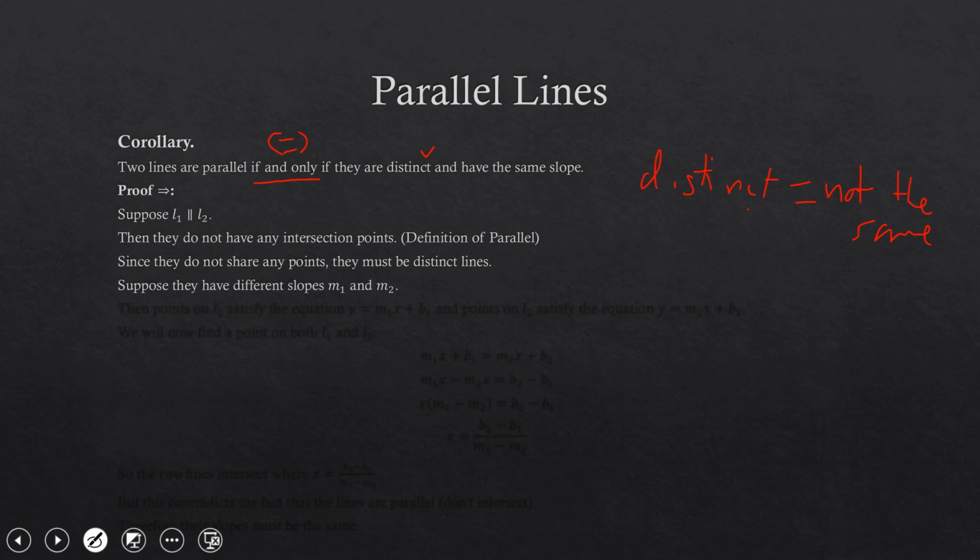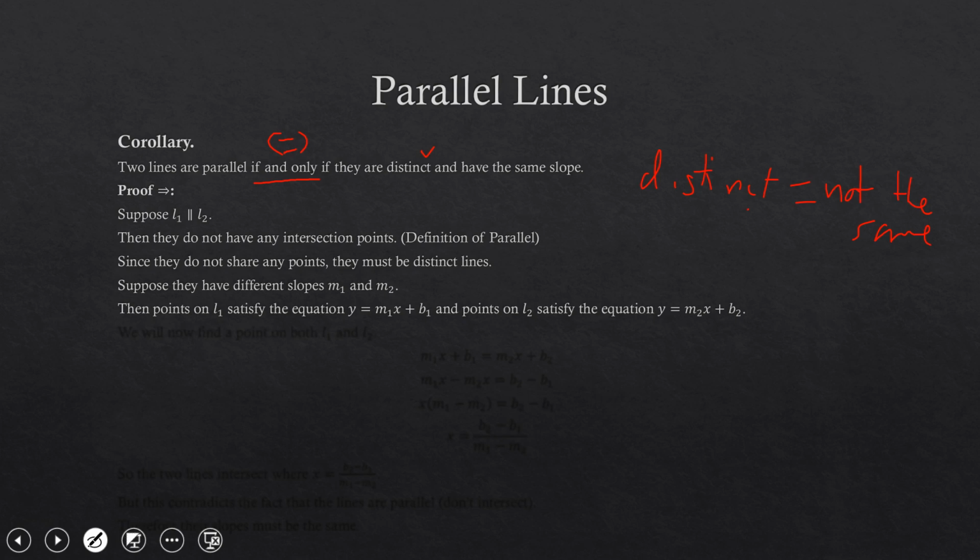All right, so we're going to suppose for contradiction they have different slopes. We give those names m1 and m2. Then our points on L1 are going to satisfy some equation, y equals m1x plus b1, and our points on L2 are going to satisfy another equation, y equals m2x plus b2. So we have an equation for line 1 and an equation for line 2. I have these little subscripts to keep those m's and b's separate for each of those.